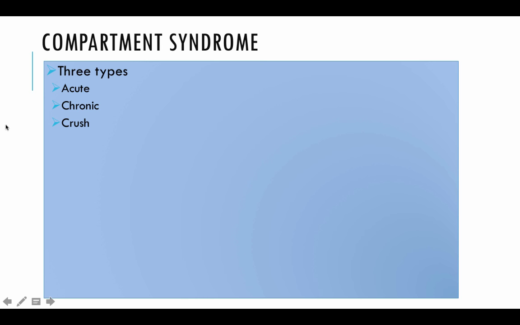Let's start talking about some of the complications related to fractures. There are several complications. We've already talked about one, which was avascular necrosis, and that's when the blood flow is disrupted because of a complete fracture. It happens frequently in people who have hip fractures and or complete fractures.